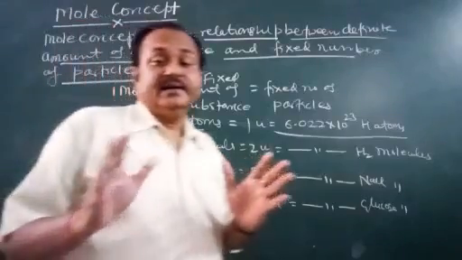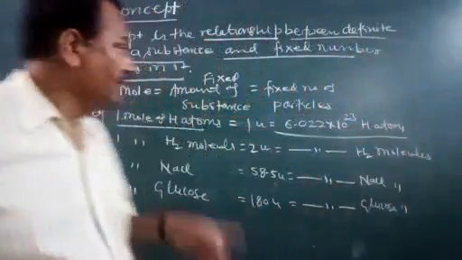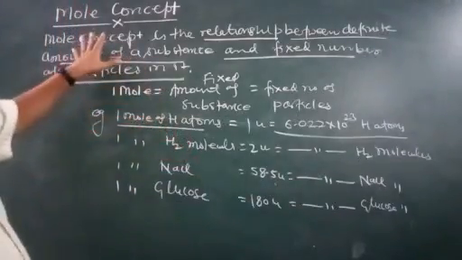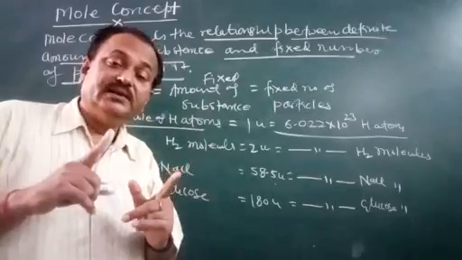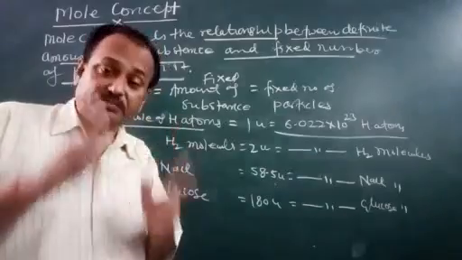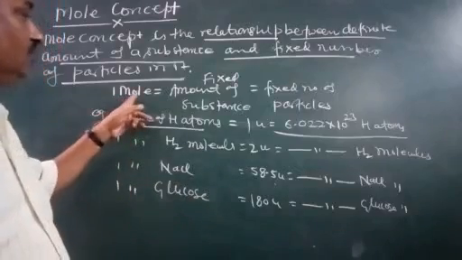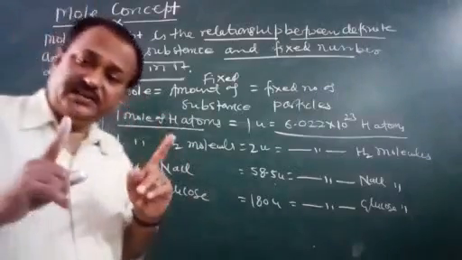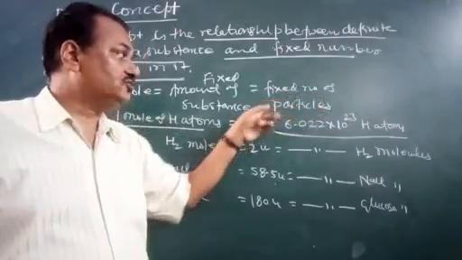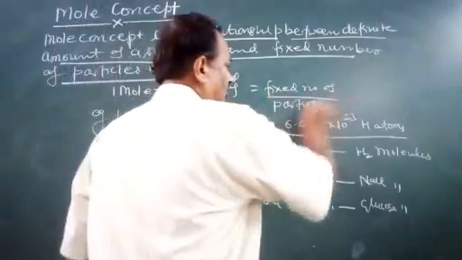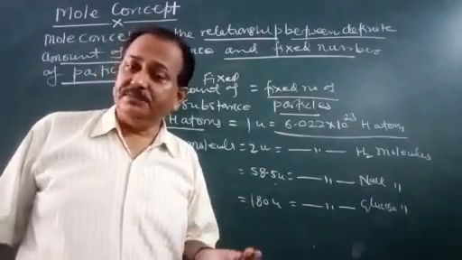To explain in detail the mole concept and its relationship: it is the relationship between the amount of substance and its atomic weight or molecular weight. This is the definition. If you take 1 mole of any substance, it has a fixed amount of substance, and the amount of substance also has a fixed number of particles. You know, 1 mole of substance contains 6.022 × 10^23 particles.